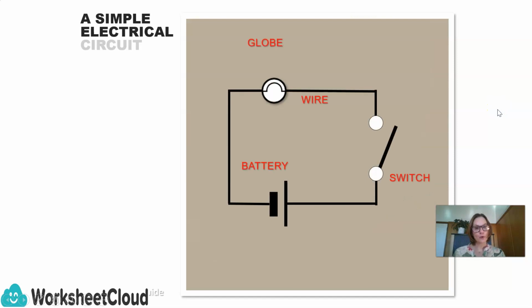And if I had to draw that, grade 6s, here we go: my conducting wire, my battery, my switch is open here, and then there's my globe. Let me close my switch and my light bulb glows. Open my switch and my light bulb switches off.